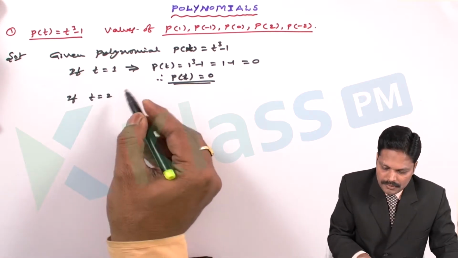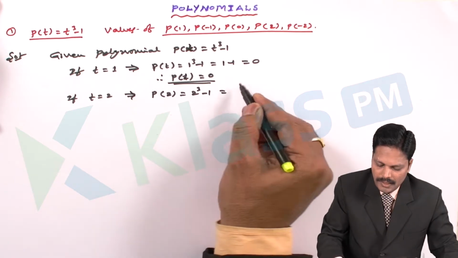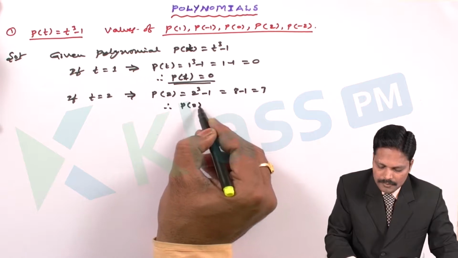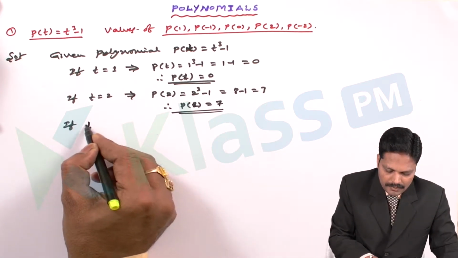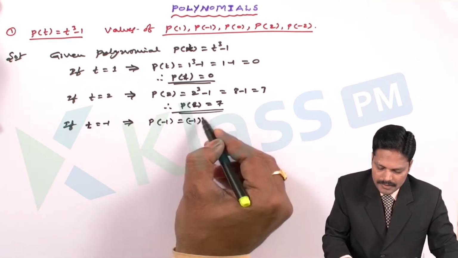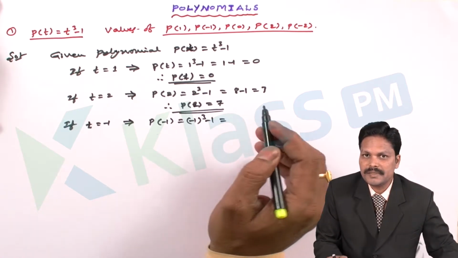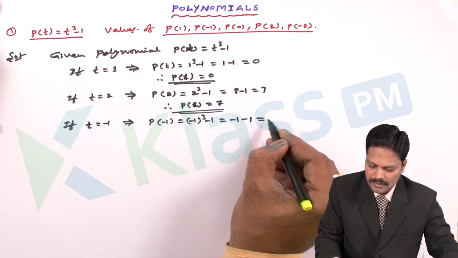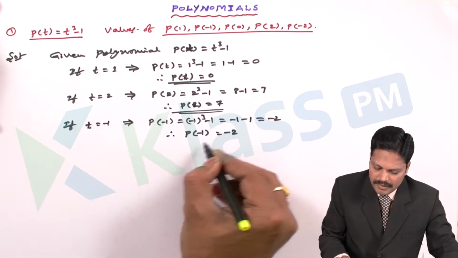If t is equal to 2, then what will we get? p of 2 is equal to 2 cube minus 1, and 2 cube means 8. 8 minus 1 is equal to 7. Therefore p of 2 is equal to 7. And if t is equal to minus 1, p of minus 1 is equal to minus 1 whole cube minus 1. So minus 1 cubed means we multiply minus into minus into minus, so we again have minus 1, minus 1, which is minus 2. Therefore p of minus 1 is equal to minus 2.